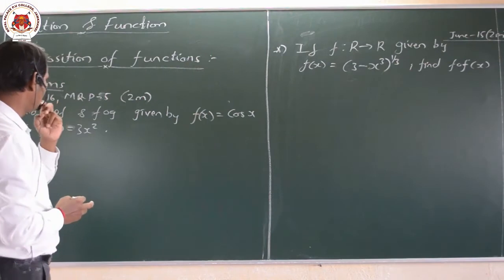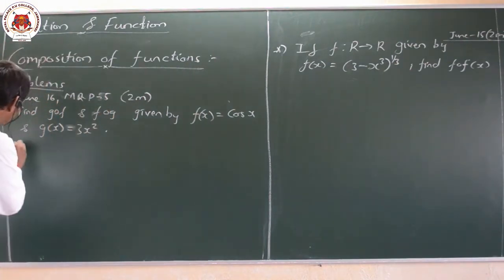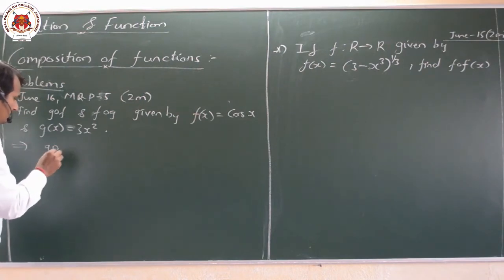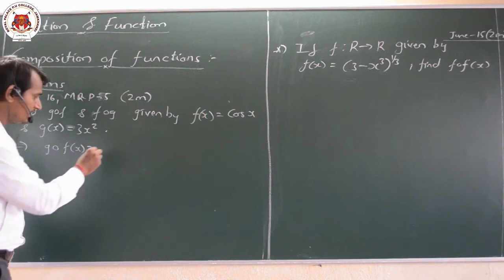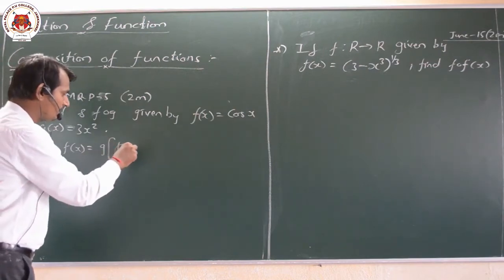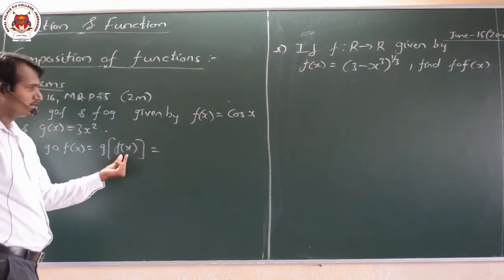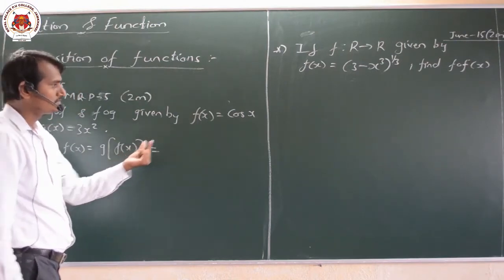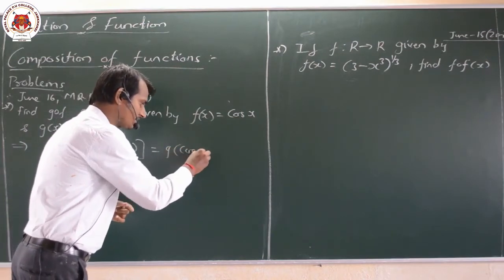2 marks means 1 mark for g of f and 1 mark for f of g. Now what is there in this particular example? First of all, I will find g of f of x. According to the definition, we have g of f of x. Now what is the f of x value here? We can observe that f of x value is cos x. That means g of cos x.